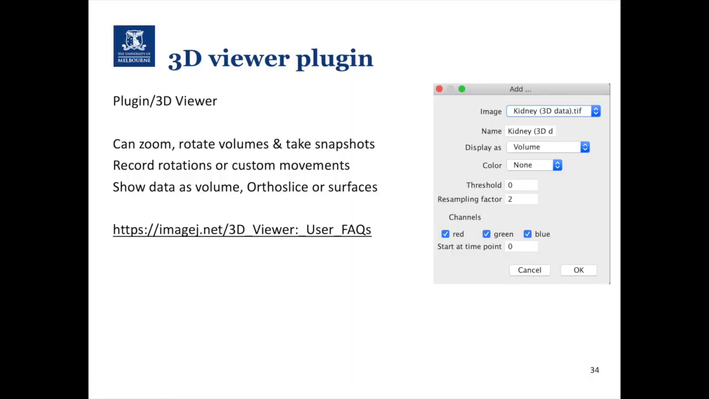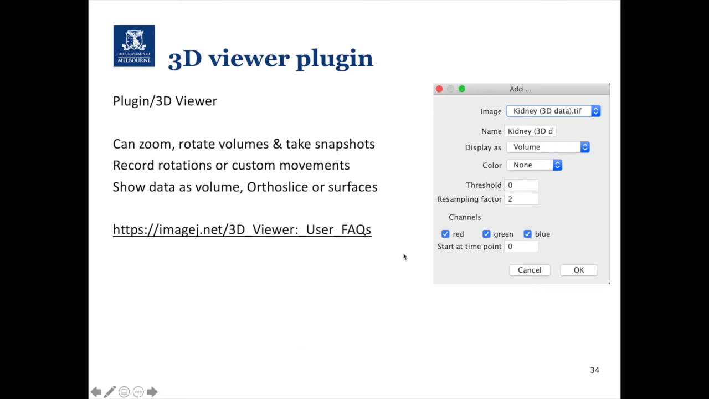FIJI also has a 3D viewer plugin which you can access in the plugin menu. This allows you to zoom, rotate volumes and take snapshots. It also allows you to record rotations and custom movements into movies. You can also show the data as a volume, as orthoslice and surfaces. There's more information on this web page.